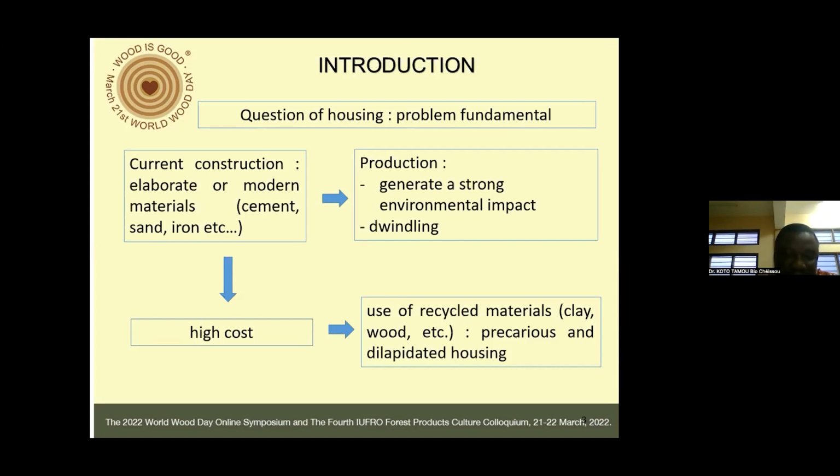But faced with the economic problem in developing countries, people often resort to local materials such as wood and clay, often with rudimentary practice. With these practices, we have precarious and dilapidated housing.